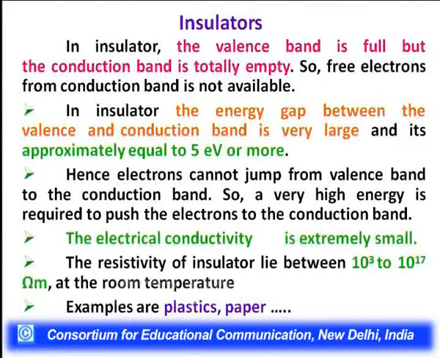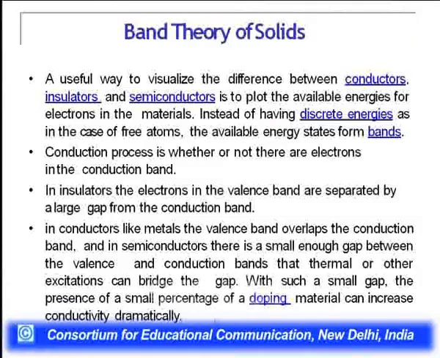So, a very high energy is required to push the electrons from the valence band to the conduction band, and its electrical conductivity is extremely small. It means resistivity will be high. The resistivity of an insulator lies between 10 power 3 to 10 power 17 ohm meter at room temperature, and examples of these insulators are plastic and paper.